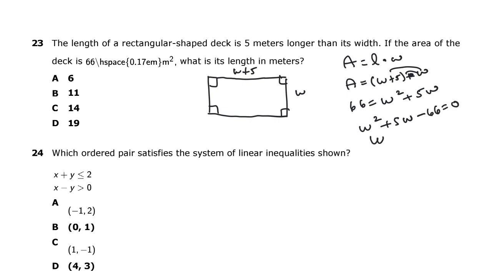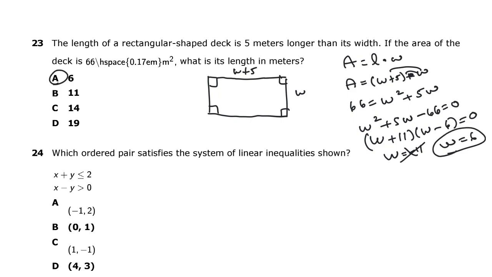So if I wanted to solve this by factoring, I have W plus 11 times W minus 6 equals 0. So the width could be negative 11, which is not true, or the width could be 6, and that is true. Your answer is A. How do I check? 6 plus 5 is 11, and this is 6, so the area is 66 meters squared.